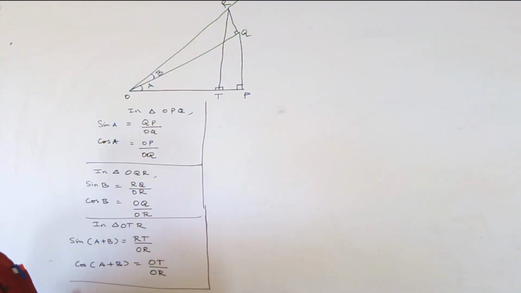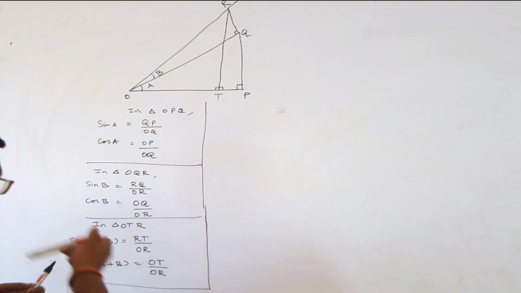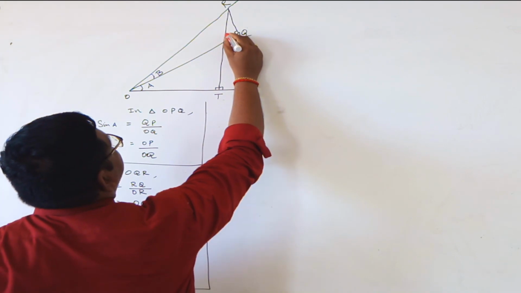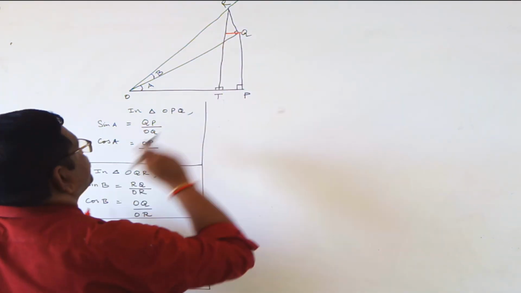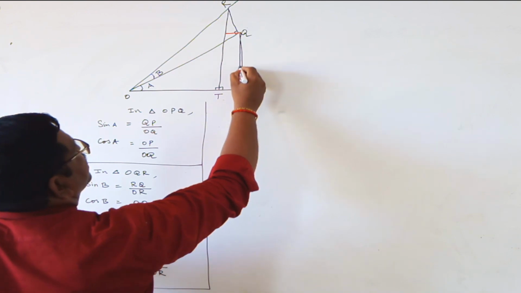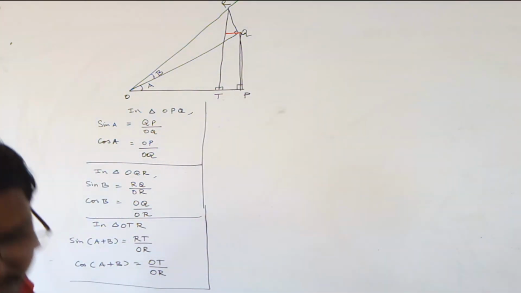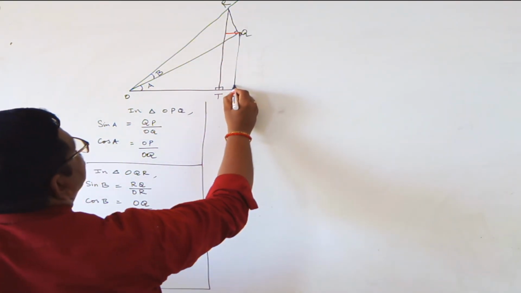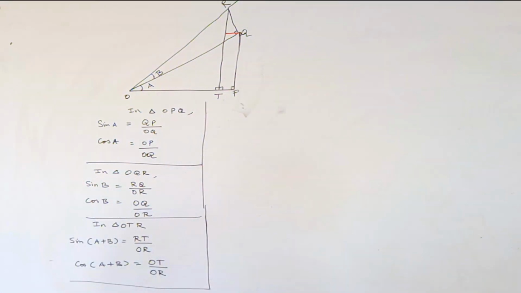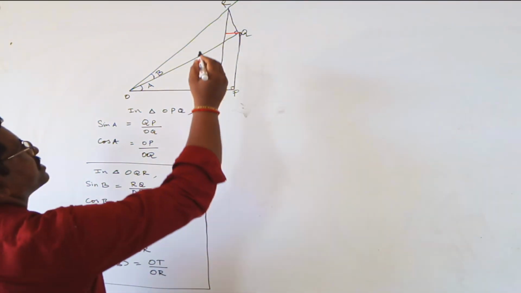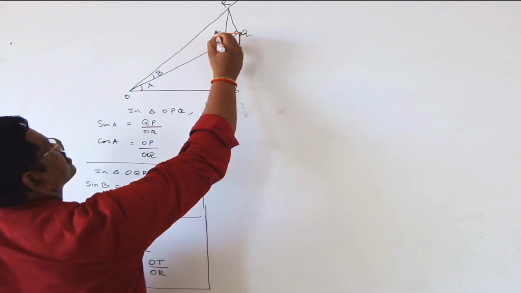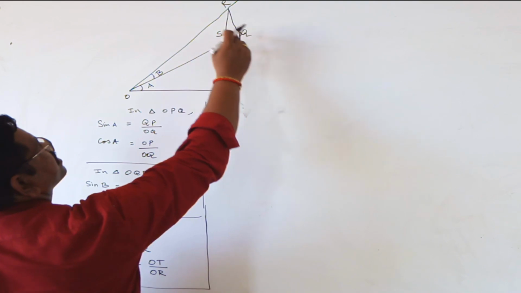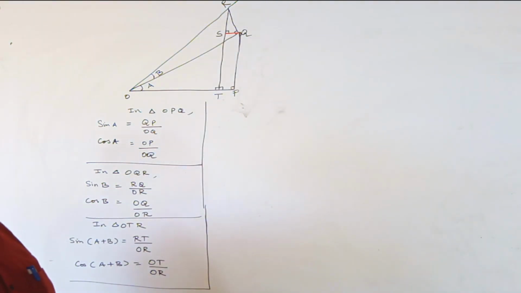Now, for our convenience, we are going to make a perpendicular from Q to RP. Actually, remember, these two are parallel. My diagram is not clear, so don't get any confusion. From this diagram, say this is S. So here QS is perpendicular to RT.